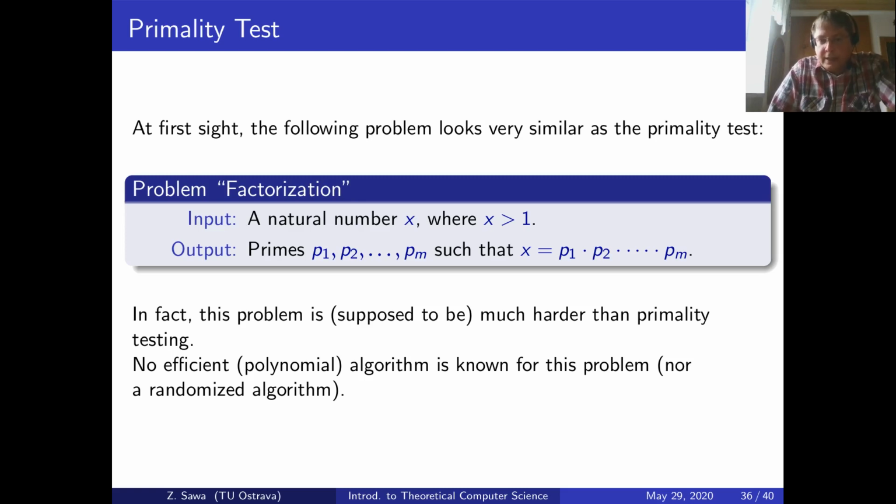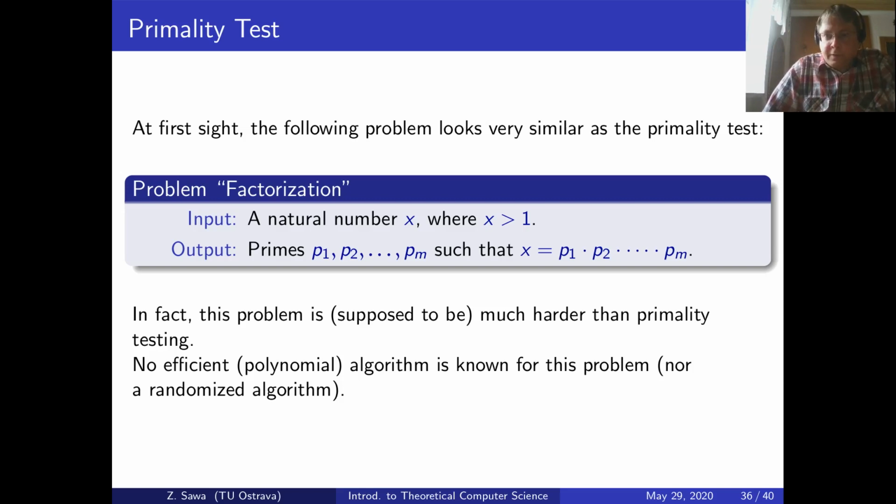What is interesting is that there is no polynomial time algorithm known for this problem, polynomial time with respect to the number of bits of x. The especially hard case is the case where the number x was obtained by multiplying some big primes. So if I take two primes, each of them, for example, 1000 bits, and multiply them, I will have x with 2000 bits.